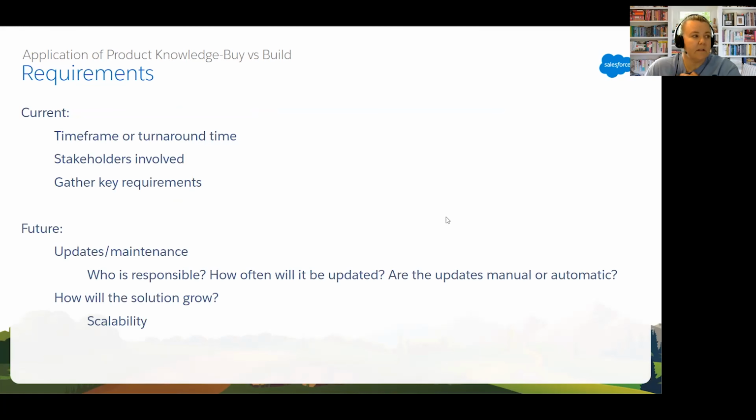Requirements. So the current requirements are time frame or turnaround time. Is this something that needs to be fixed yesterday and you need to get it in place right now? Or is this something that you can take the time to gather the key requirements, get the stakeholders involved, and actually build something? And then in the future, also, I mentioned before, consider updates and maintenance. Who's going to be responsible for those? How often will it be updated? If you're using an app, are those updates manual, or do you have to go in and update that app each time? And how will the solution grow? So again, the scalability of it.